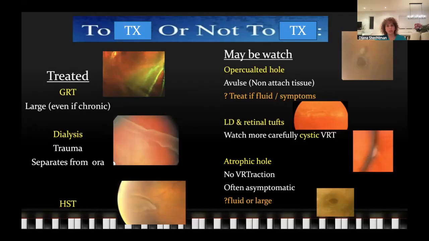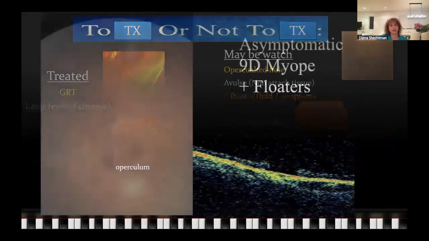Which ones are likely watched? We talked about lattice. We're going to discuss retinal tufts, because I'm going to show you a tuft that actually went bad and why tufts may actually go the other way around. Atrophic holes and operculated holes. But again, it is not just a general presentation of the break. You've got to look into, are there symptoms with any of this? Is there associated fluid? Is there traction? Those things may lead towards treatment at hand.